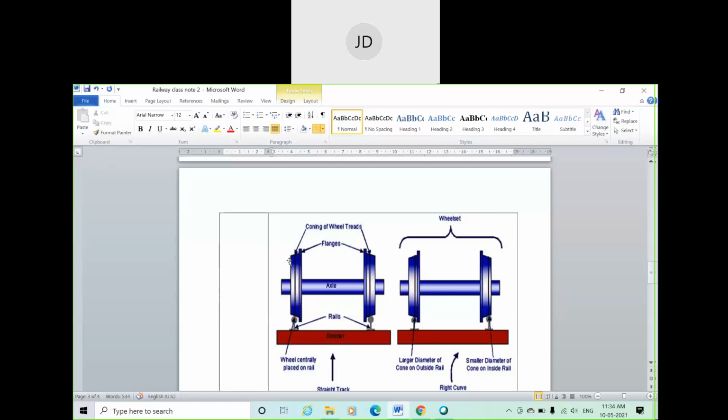You can see if you consider this is your wheel, this is your inner face, this is the outer face, the diameter of the wheel near the outer face is smaller and it keeps increasing towards the inner face. Okay, and finally it reaches the flange. Okay, the flange has the larger diameter. Got it? Similarly for this wheel also. Got it?